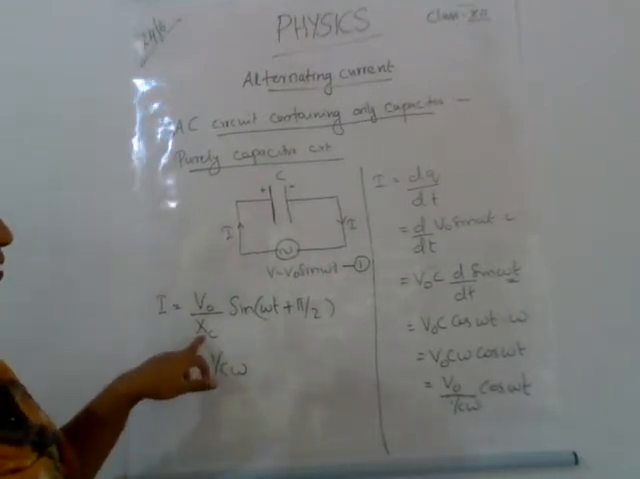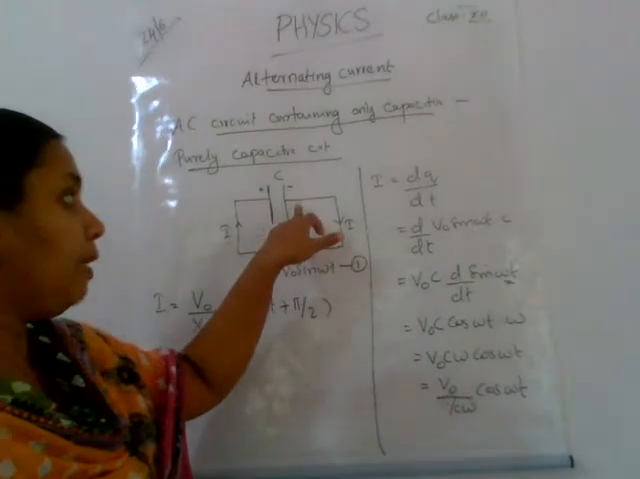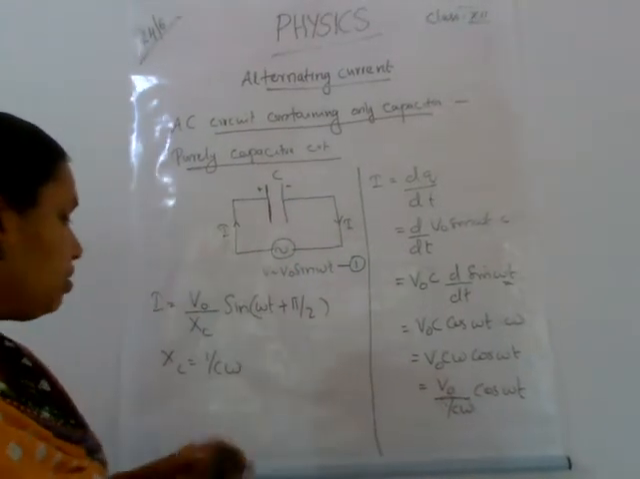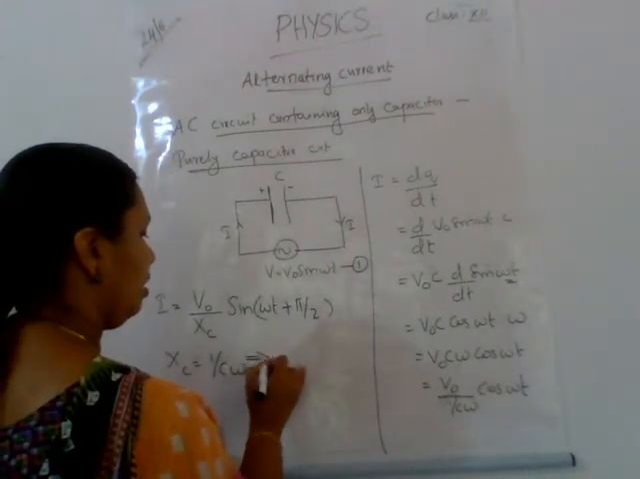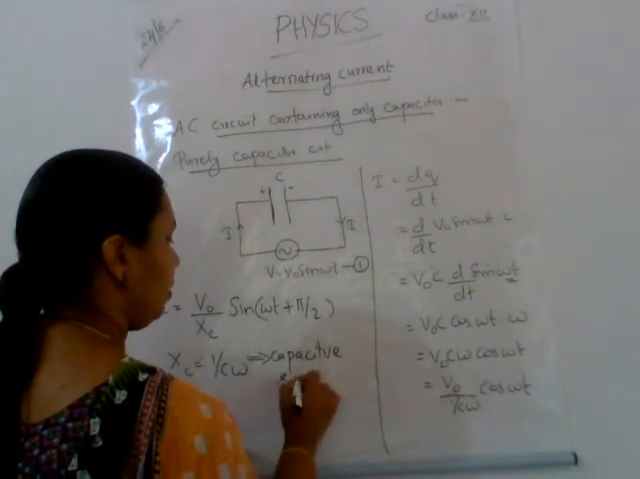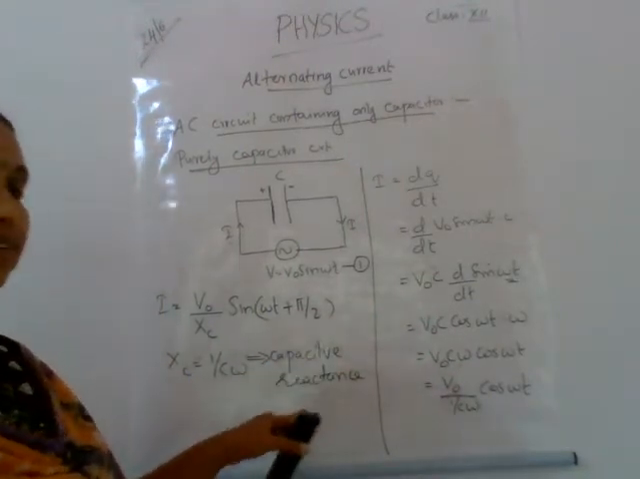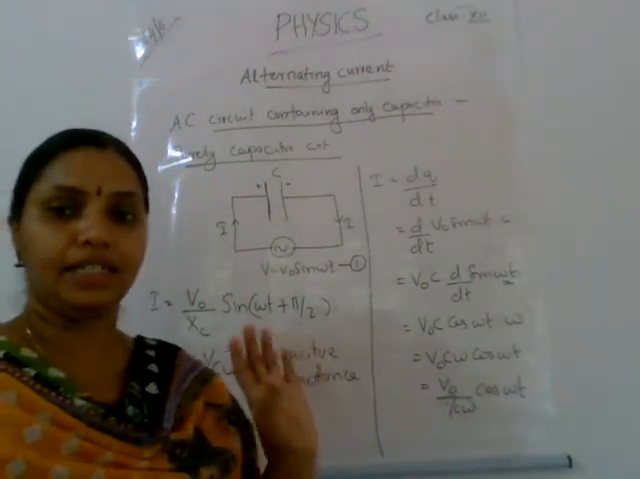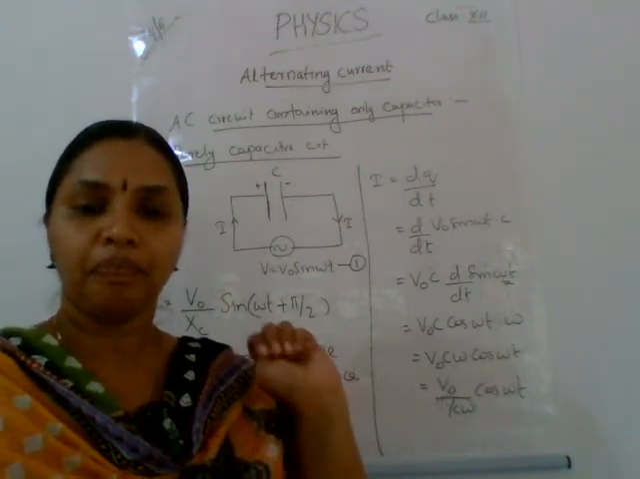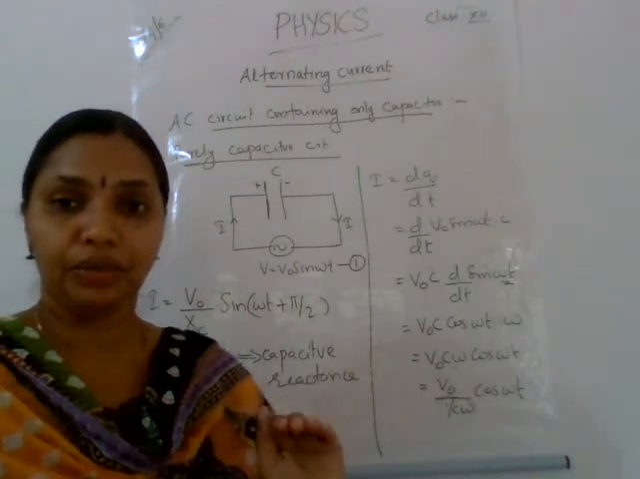So it comes in the position of opposition. It is the opposition offered by the capacitor to the flow of current. And that opposition is known as capacitive reactance, and in the other case, inductor, it is known as inductive reactance. Resistance and reactance, that is the classification. Resistance is the opposition offered by the resistor. Reactance is the opposition offered by inductor and capacitor to the flow of AC.